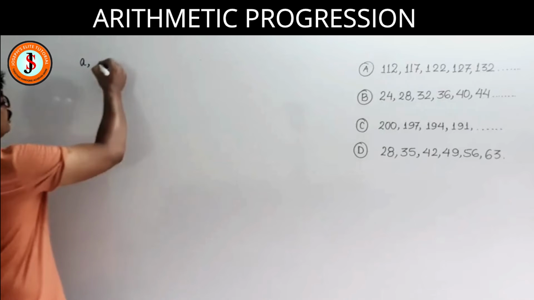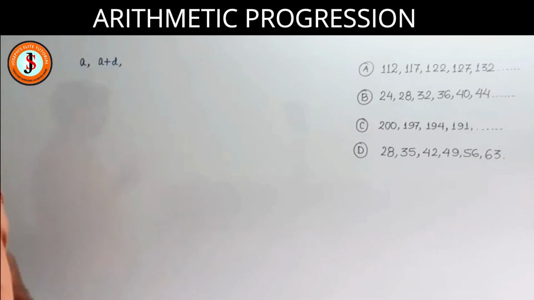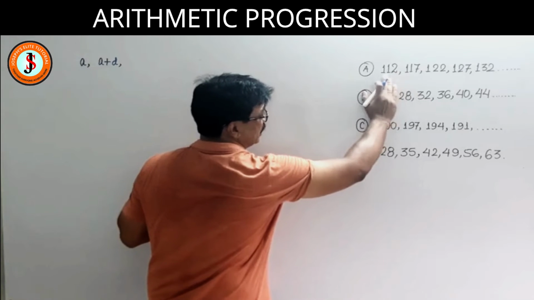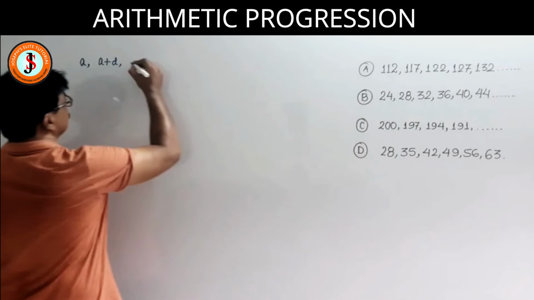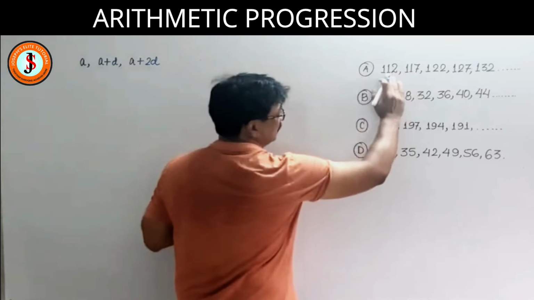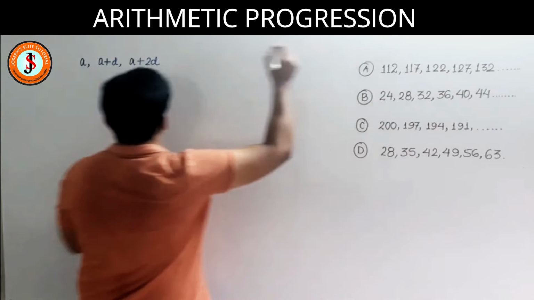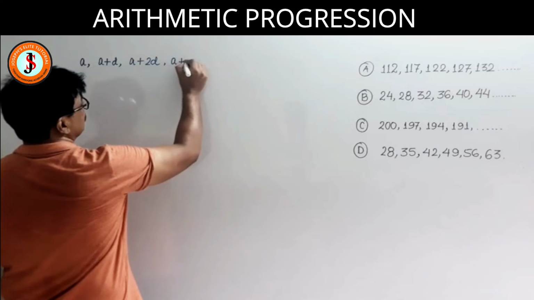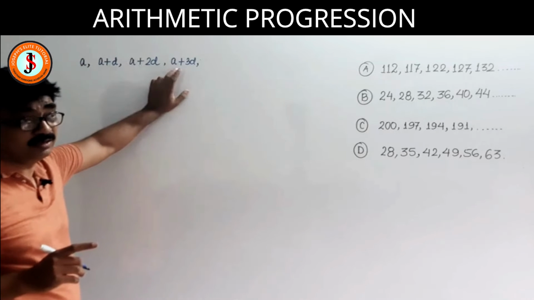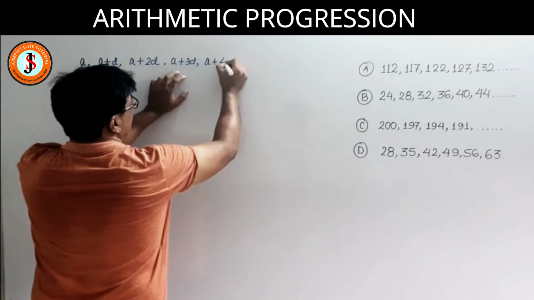For the second term, I have to add D one time. For the third term, what do I have to do? I have to add D 2 times, isn't it? See, 112, then 1 time 5. 112, then 2 times 5. So A plus 2D. Then 112 plus D, 112 plus twice D, that is 2 into 5, 10, 112 plus thrice D. So the fourth term will be A plus 3D. So the fourth term has 3 times D and then A is already existing. So the fifth term will be A plus 4D.